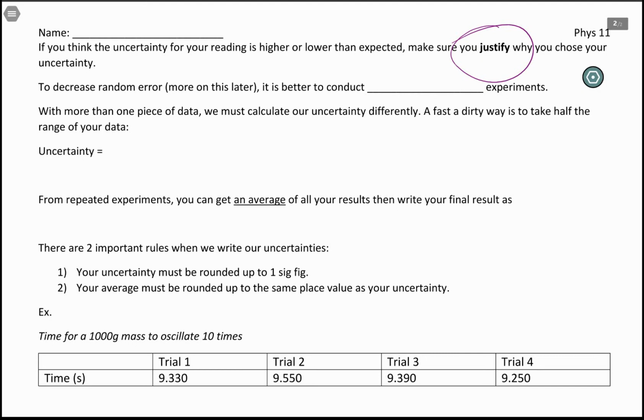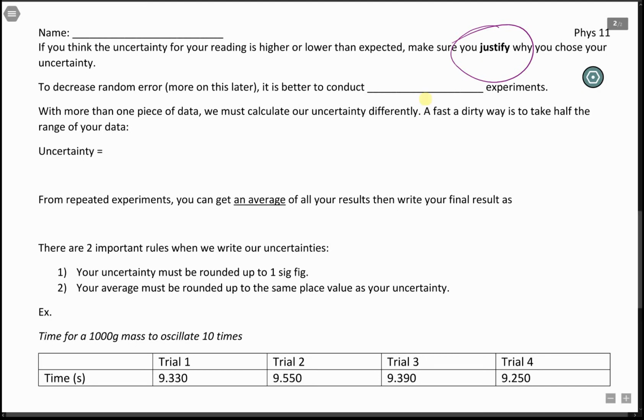In our particular experiment, we did multiple trials. We did repeated experiments. That is a good way to help us decrease something called random error, which we'll talk about later.